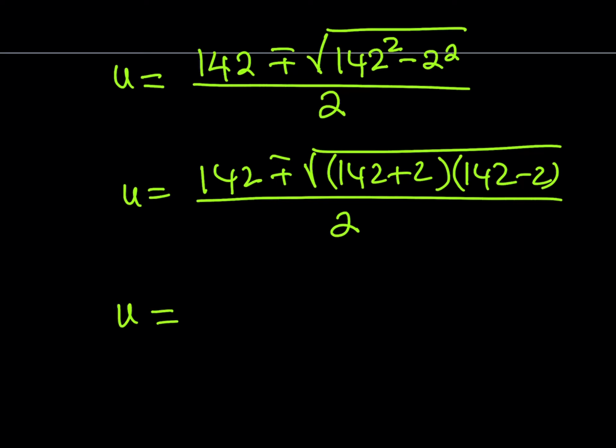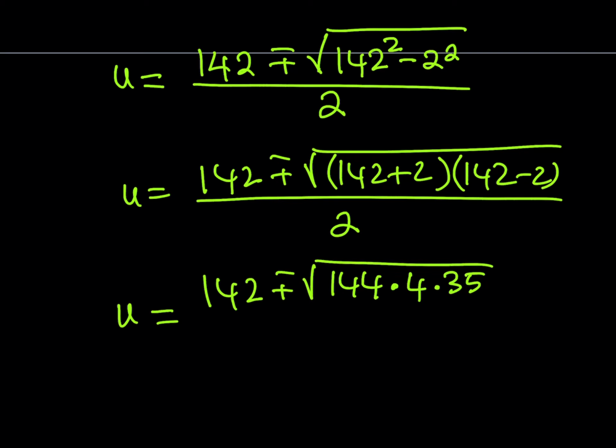Okay, so let's see what happens. 142 plus or minus the square root of... now I have 144, and here I get 140. Let's see if 140 can be divided by any perfect squares? Well, it's divisible by 4. So I can write it as 4 times 35, and 35 is 5 times 7. So it's a product of 2 primes, can't really be taken outside the radical, but I think we've taken enough. So we should be good.